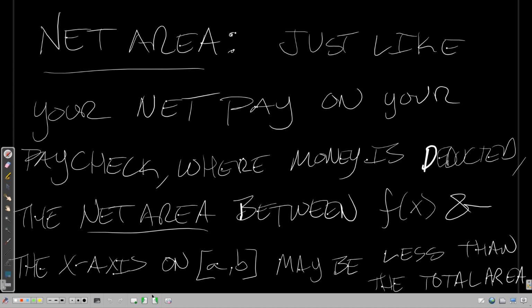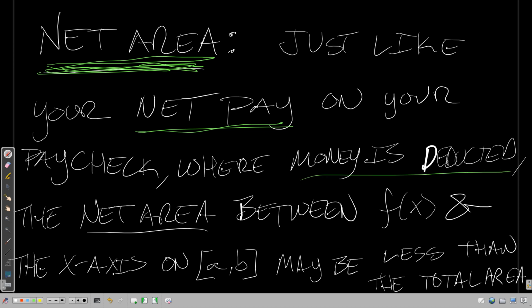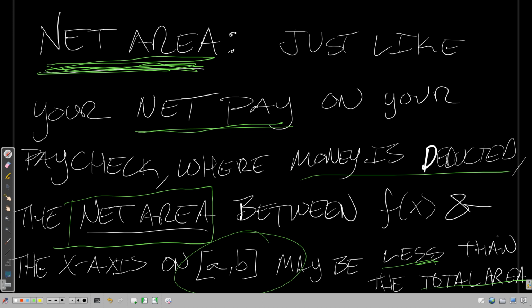Net area. Net area. Even as early as this semester, I would confuse myself on what they meant by net area. And here's a way that I figured out how to remember it. Just like your net pay from your paycheck is after taxes, so some of the money is deducted, then the net area of a function and the x-axis on an interval may be less than the total area. This will happen if your function crosses the x-axis.